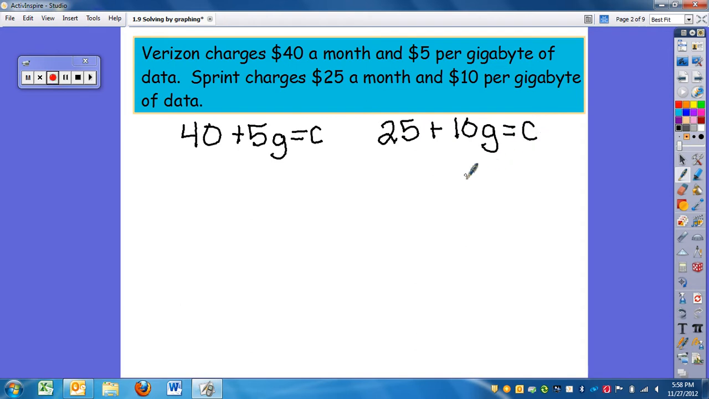So if you're looking into these two companies, it'd be important to know which one would be cheaper for you, and you can also figure out when they're going to be the same. Right now, probably what you could do is a guess and check method, trying to figure out different values for G that would make the two the same. It actually turns out after 4 gigabytes, the two companies would be the same cost, and then at that point, Verizon would be the cheaper option, where notice Sprint, since it's only $25 initially, would be your cheaper option at first.